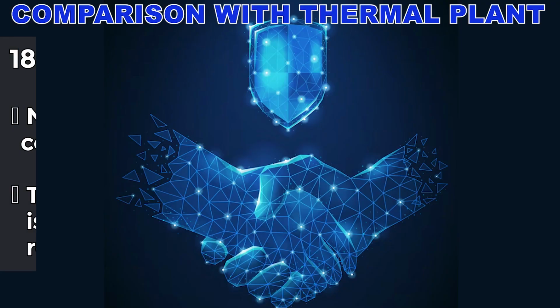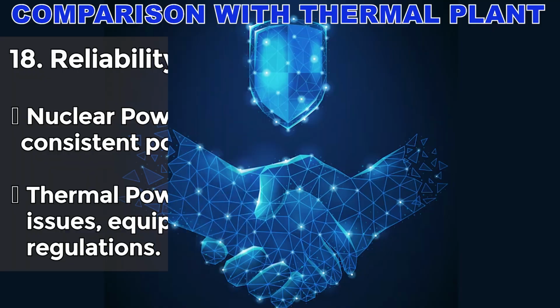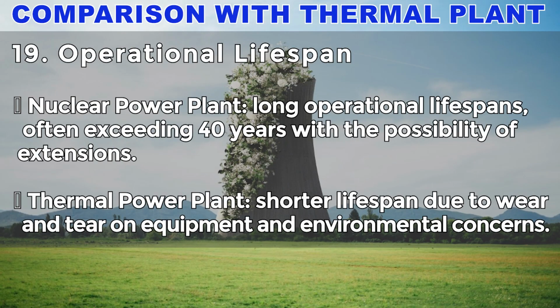Next comparison is reliability. Nuclear plants are known for their high reliability and consistent power output, and the reliability of thermal plants can be affected by fuel supply issues, equipment failures, and environmental regulations. Next comparison is operational lifespan.